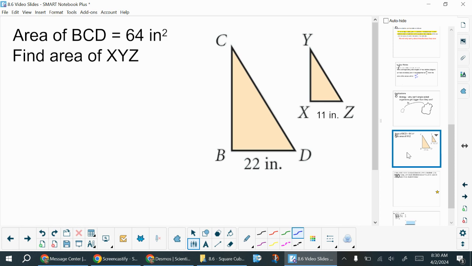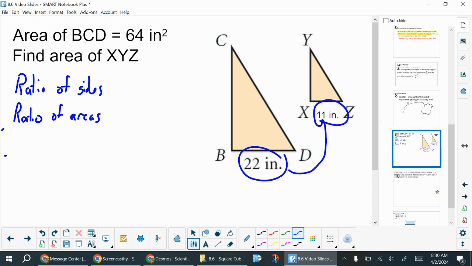So I always want you looking for two things. I want you starting off with saying, okay, do I know the ratio, or can I find the ratio of the sides? Or can I find the ratio of the areas? If I can find one of those ratios, then I'm set. So in this case, I have two sides. I have 22 and 11. So I'm going to write a ratio, 22 over 11. And I'm going to always want to simplify that because I don't want to deal with 22 and 11. I'd much rather simplify it to 2 over 1 because that's an easier number to deal with.